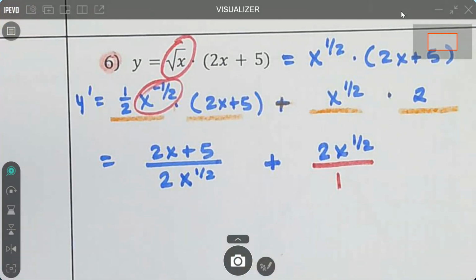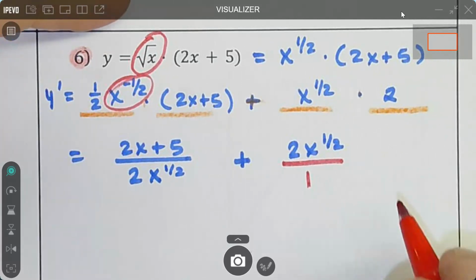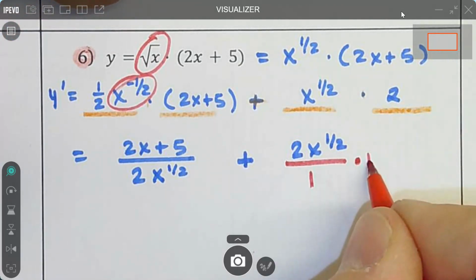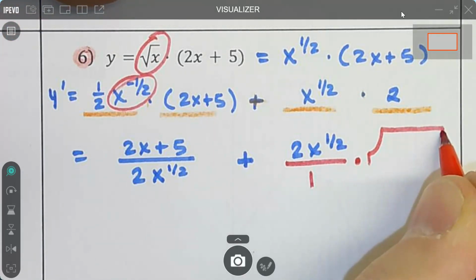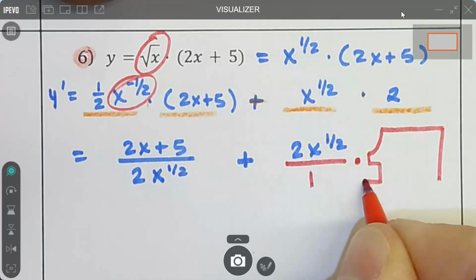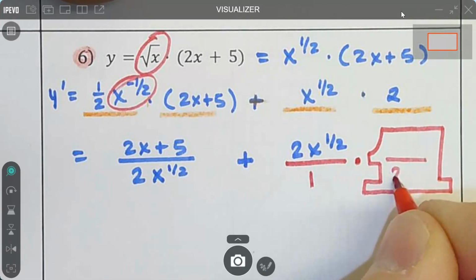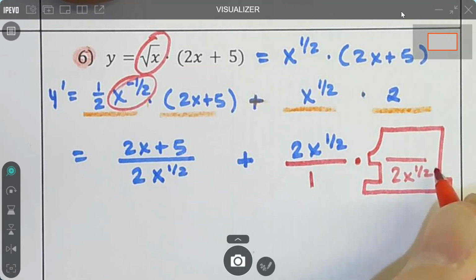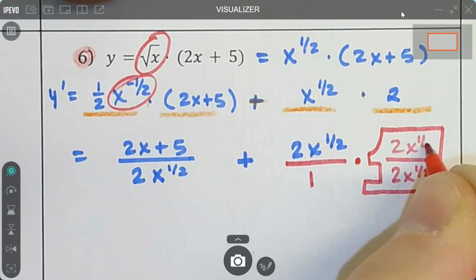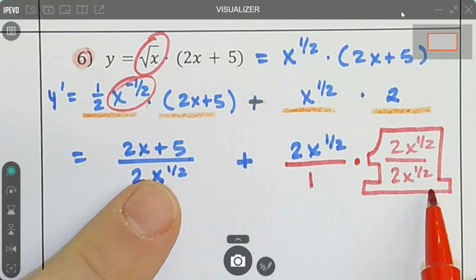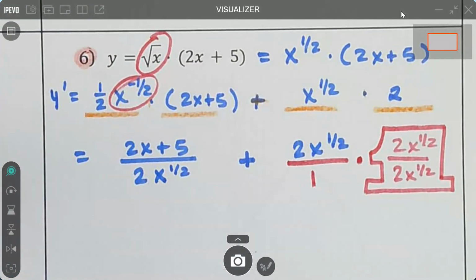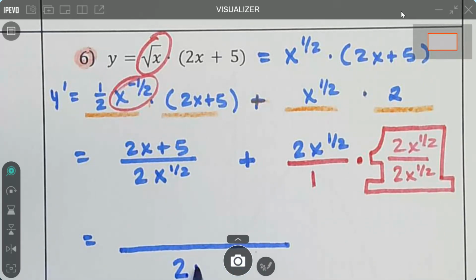I would like you to take one more step, and that's this. I would like you to get a common denominator. And the way you're going to get a common denominator is you're going to multiply this by a very creative 1. And the 1 you're going to multiply this by is 2x to the half. So that same denominator here and here. Now let's see what that does. That gives us a denominator of 2x to the half.